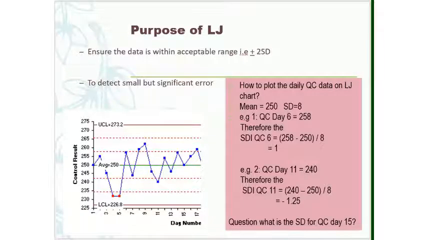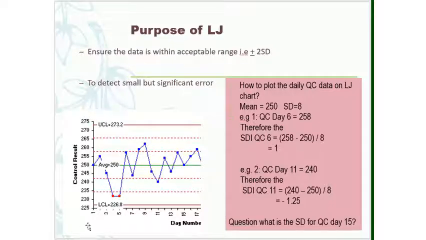So the purpose of a Levey-Jennings chart, first, is to ensure that the data is within the acceptable range. As I mentioned before, that is plus minus 2 SD. And second, to detect small but significant error. First of all, let us see how we can plot the daily QC data on a Levey-Jennings chart.